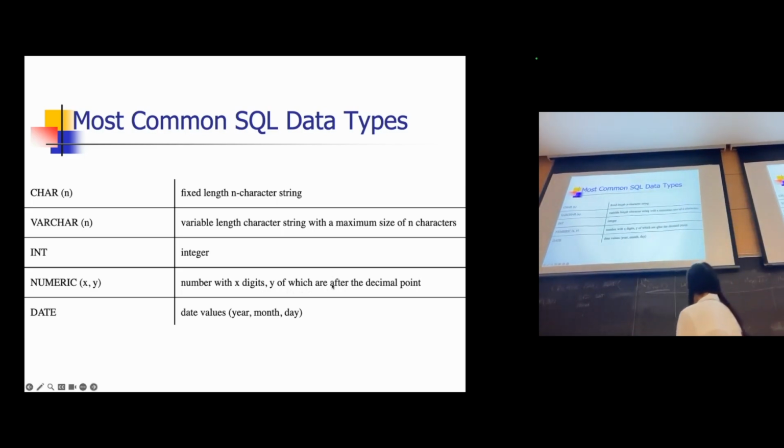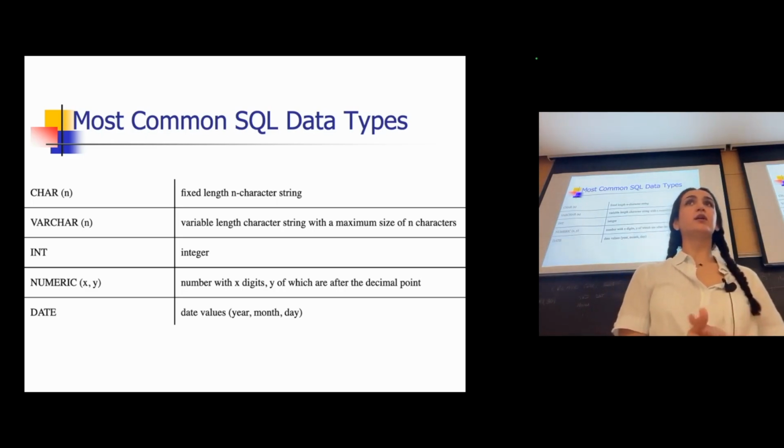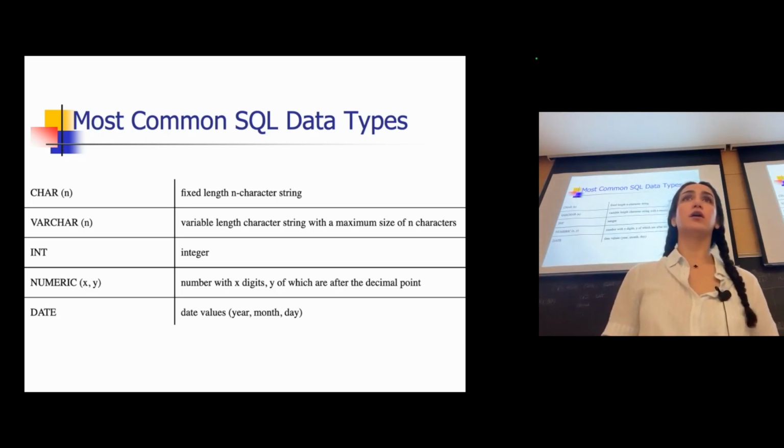So for example, if you have 29.58, we have only two digits after the decimal point, right? So y then is 2.